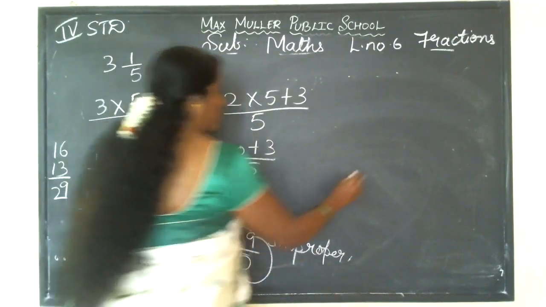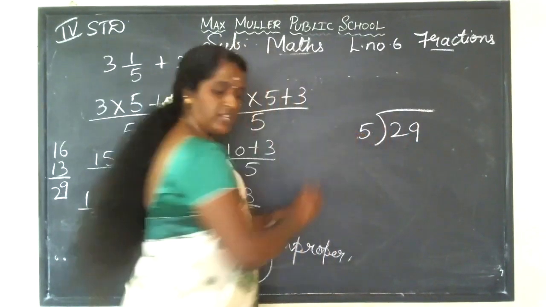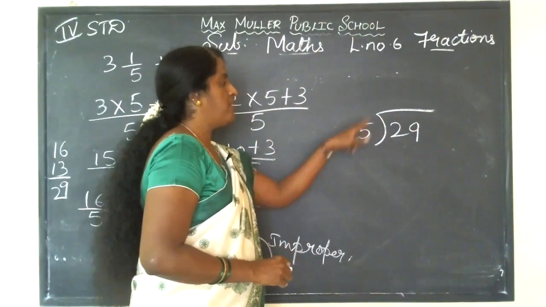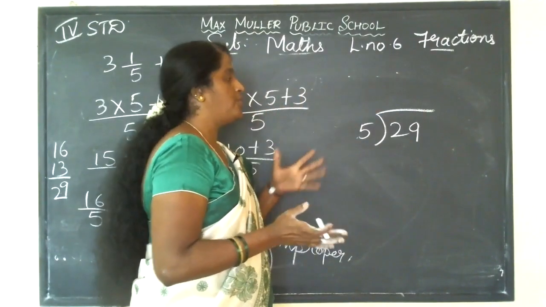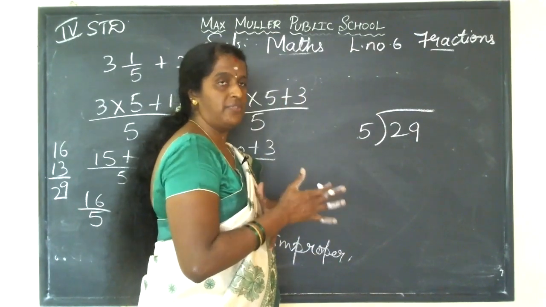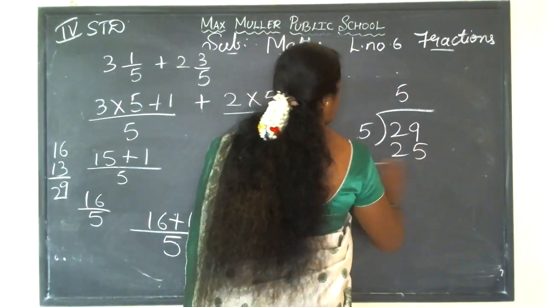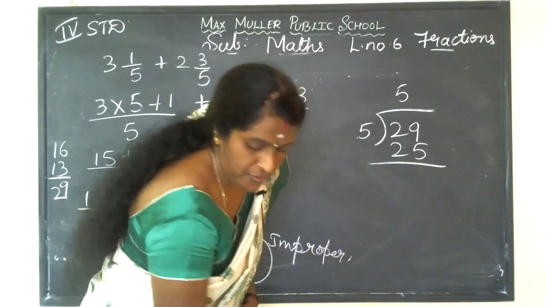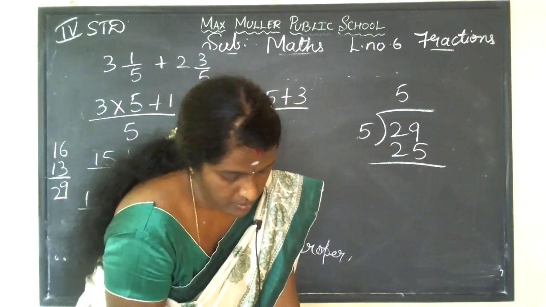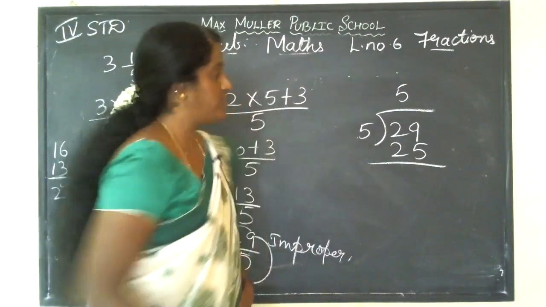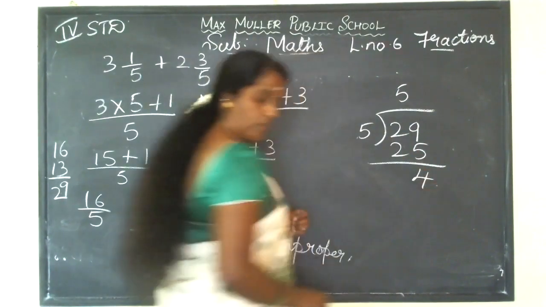See, change into mixed fraction means 29 divided by 5. So how do you change 29 by 5? See, 5 ones are 5, the nearest number. In 5 ones, 29 is not there. What should you do? 5 ones are 5, 5 twos are 10, 5 threes are 15, 5 fours are 20, 5 fives are 25. So what should you do? 5 fives are 25, 29 minus 25, 4. So what should you do here?